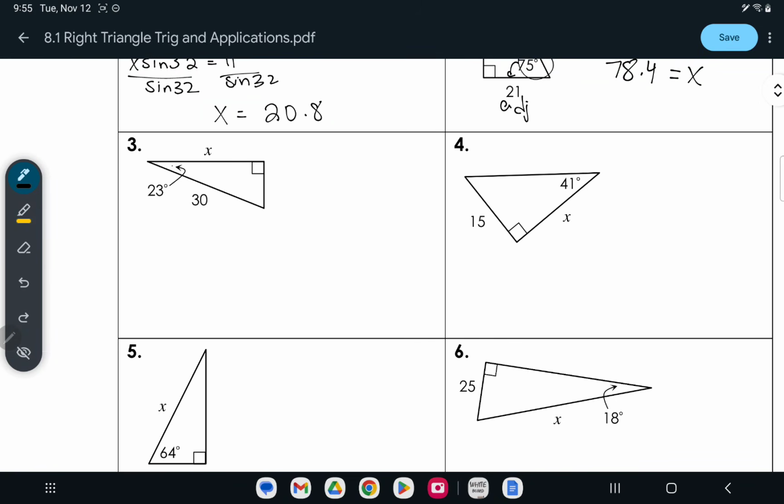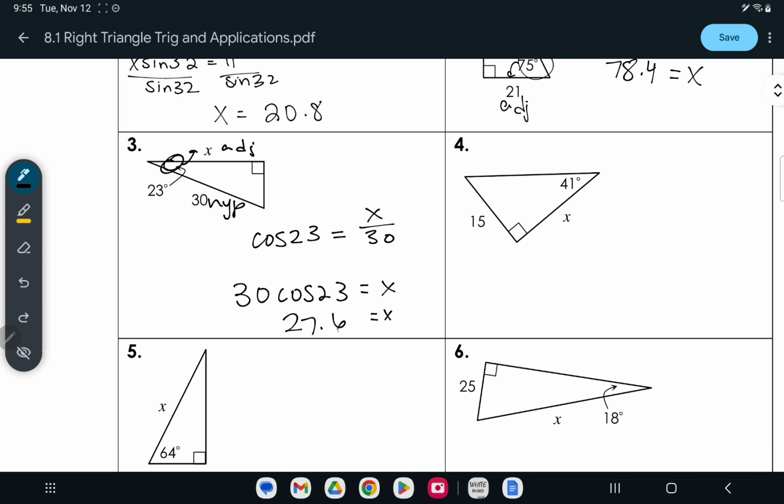All right. Angles here. So I have adjacent and hypotenuse. So that is cosine. So cosine theta is adjacent over hypotenuse. I can multiply both sides by 30. So x is 30 cosine 23, which gives 27.6.